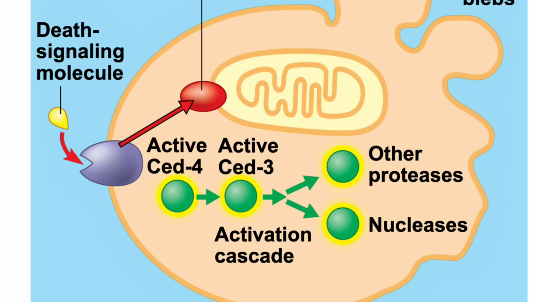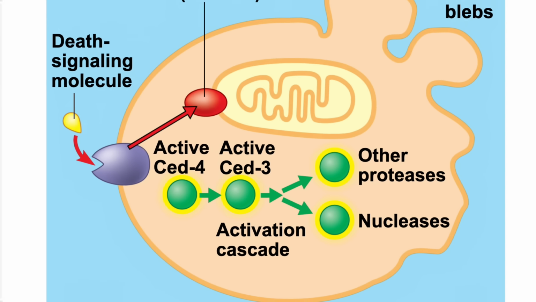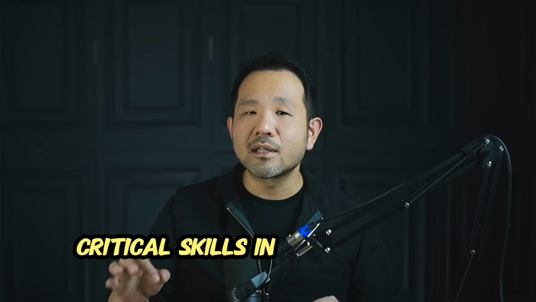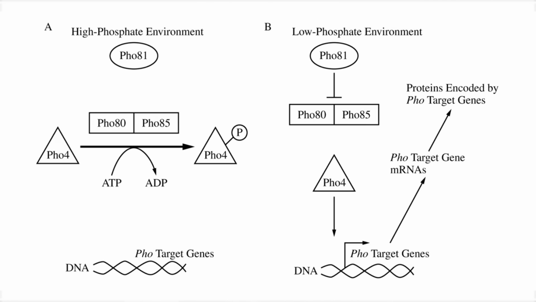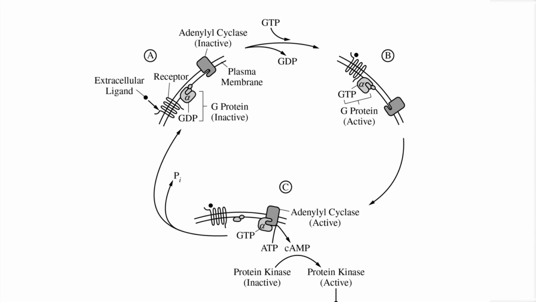So CD4 becomes active, thereby activating CD3, which activates proteases and nucleases, which then ultimately carries out apoptosis. So there you have it, cell communications. Remember that studying this chapter is not just about understanding the cell communication mechanisms, but also developing critical skills in understanding biological diagrams such as this one and this one, which appear quite frequently on the May exam.